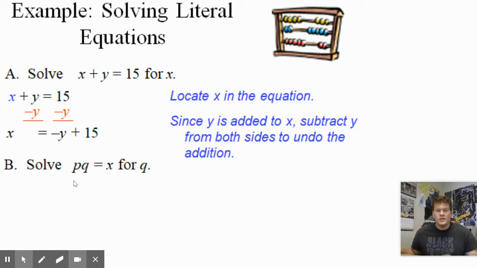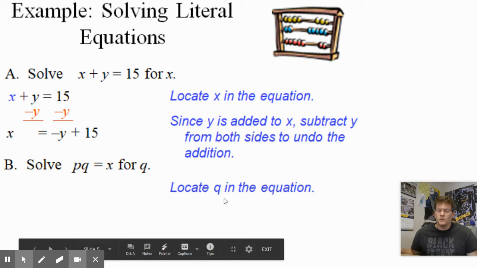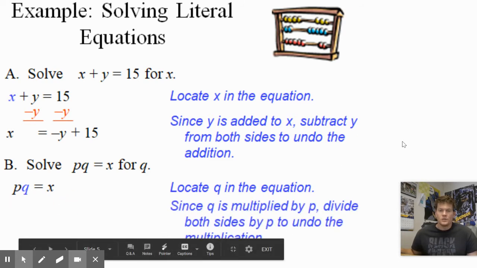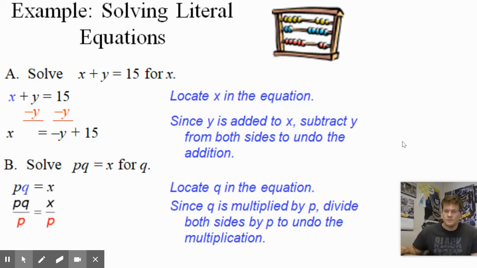Example 1b, solve p times q equals x for q. So just like in example 1a, let's locate the variable we want. We want q, so locating q, I can see it's being multiplied to the p. Since I recognize it's being multiplied there, I want to do the opposite to get rid of it. The opposite of multiplication, division. So we're going to divide both sides by p. When I do, those p's are going to cancel out on that left side, and I'm left with q. x divided by p, those are two variables. We can't reduce that, so we can just keep it as x over p.